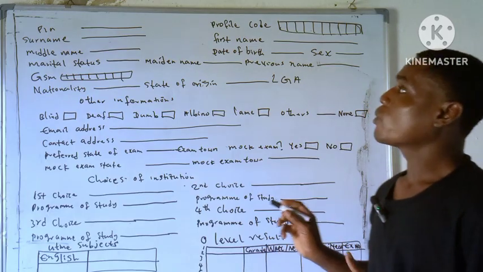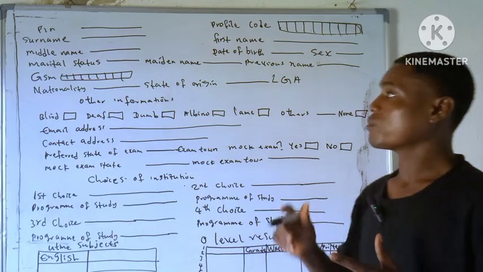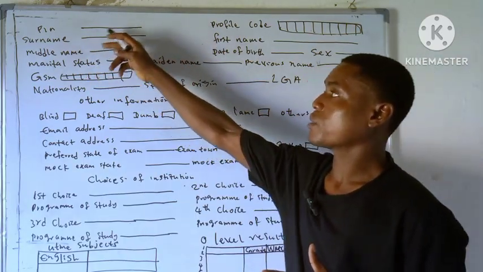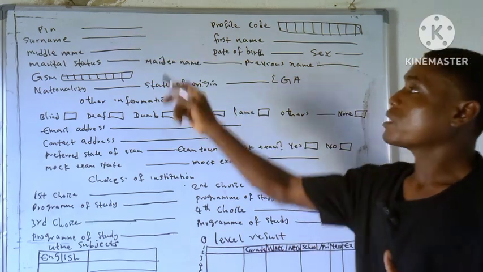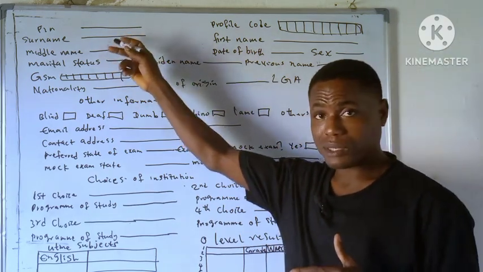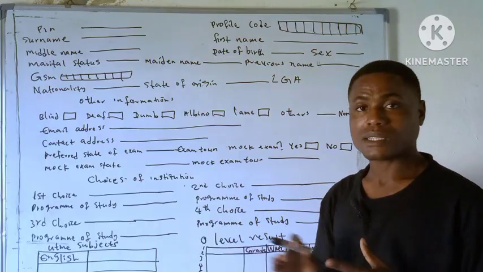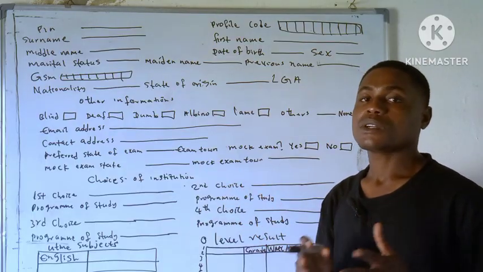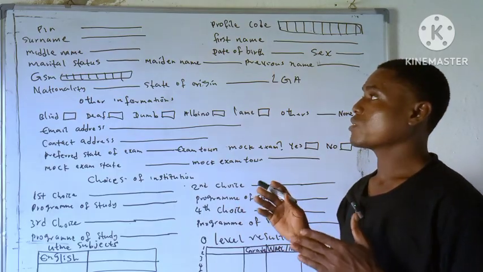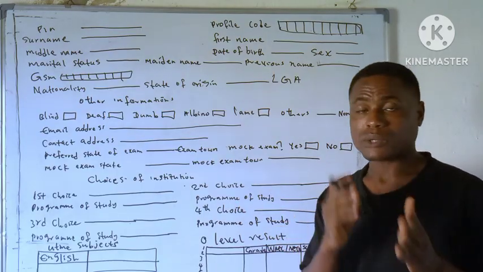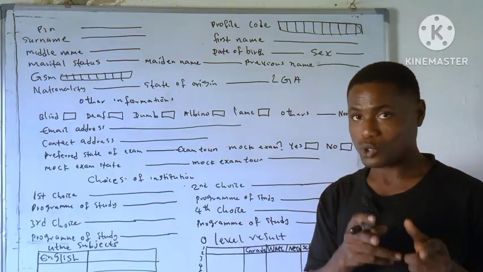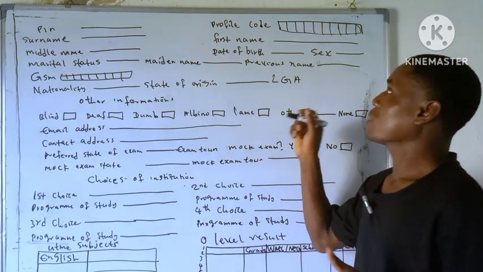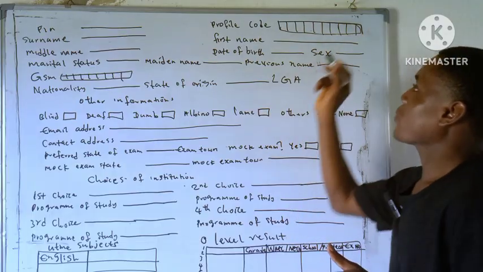Now, once you hold the Jamb form, this is what you see. The first thing you see is pin. This is a space to write the pin. Don't write anything on that space. The people in charge of doing the Jamb registration are the ones to generate your pin for you. So it's not your work. Take note, it's not your work. So skip it.